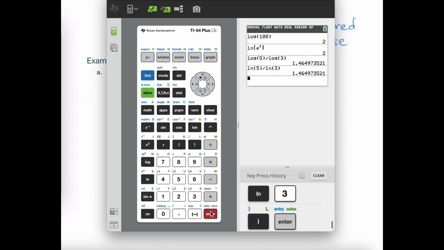So we can change the base literally to anything we want, but we usually change the base to ln or log base 10 because those are easy buttons to access on my calculator.